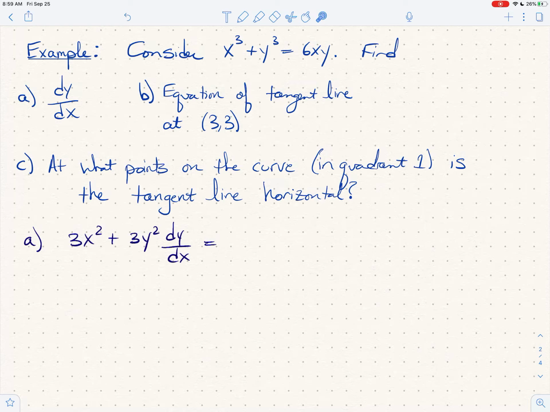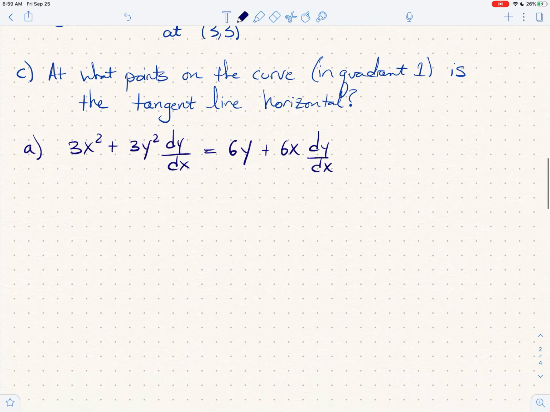And so what I want you to realize is that since I'm thinking about y as a function of x, I actually have to use the product rule right here. I have x times a function of x, so I've got to use the product rule. I'm going to group these as 6x times y. The derivative of 6x is just 6 times y, which is y, plus 6x times the derivative of y, which is dy dx. That's how you actually do it.